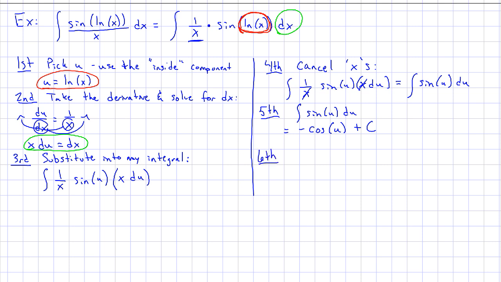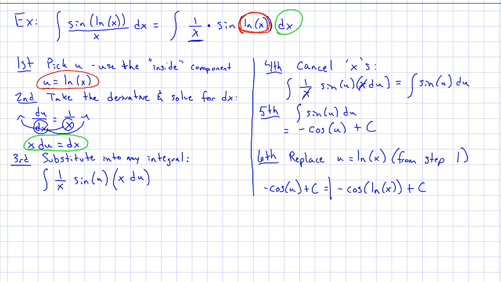And then my sixth step is to replace u with its value from step 1, which happens to be natural log x here. So negative cosine of u plus c becomes negative cosine of the natural log of x plus c.